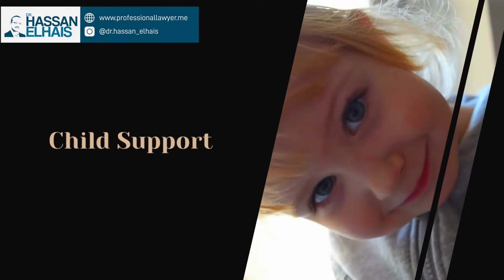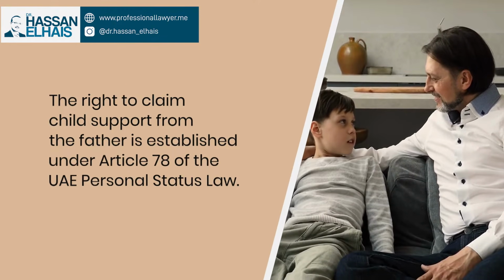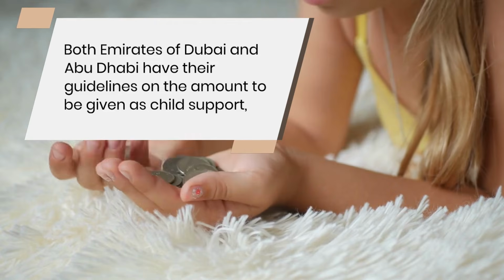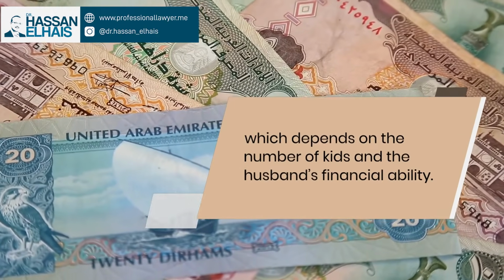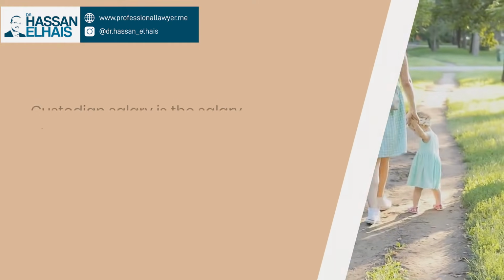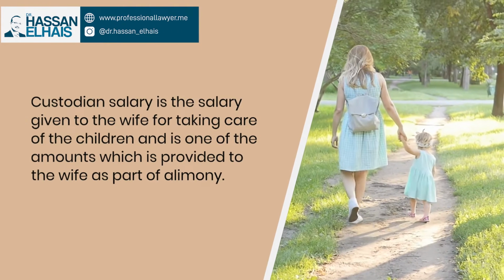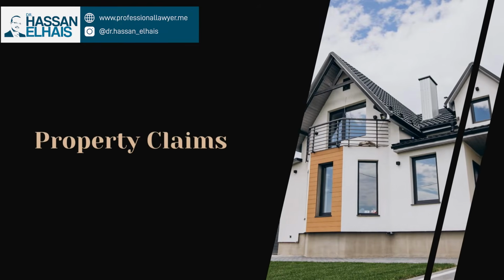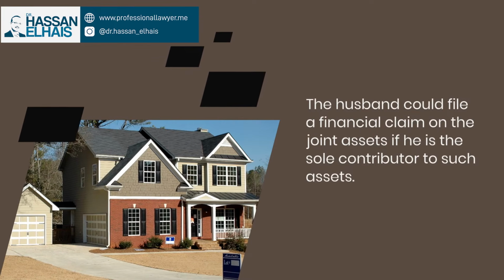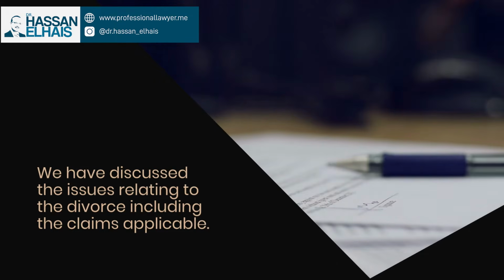Child support. The right to claim child support from the father is established under Article 78 of the UAE Personal Status Law. Both Emirates of Dubai and Abu Dhabi have their guidelines on the amount to be given as child support, which depends on the number of kids and the husband's financial ability. Custodian salary. Custodian salary is the salary given to the wife for taking care of the children and is one of the amounts which is provided to the wife as part of alimony. Property claims. The husband could file a financial claim on the joint assets if he is the sole contributor to such assets.